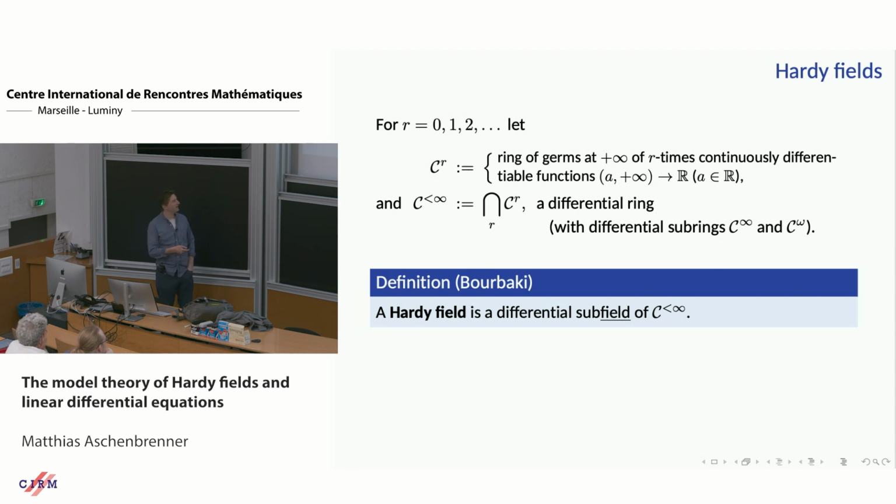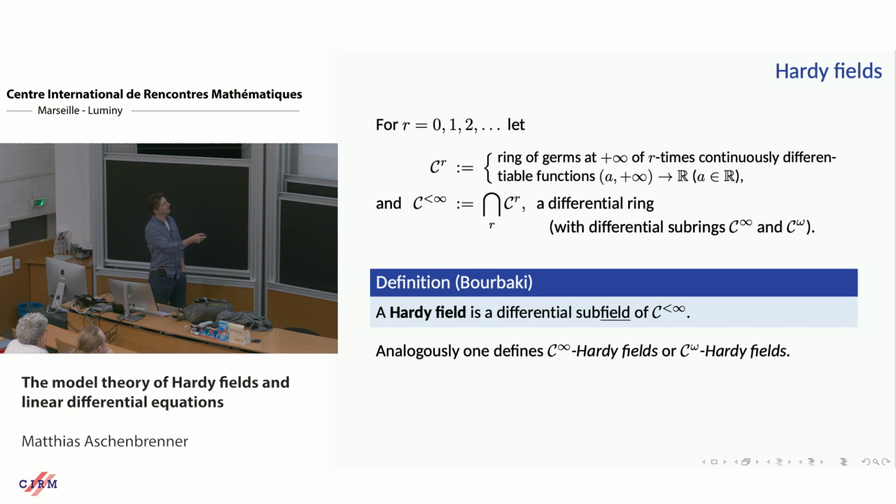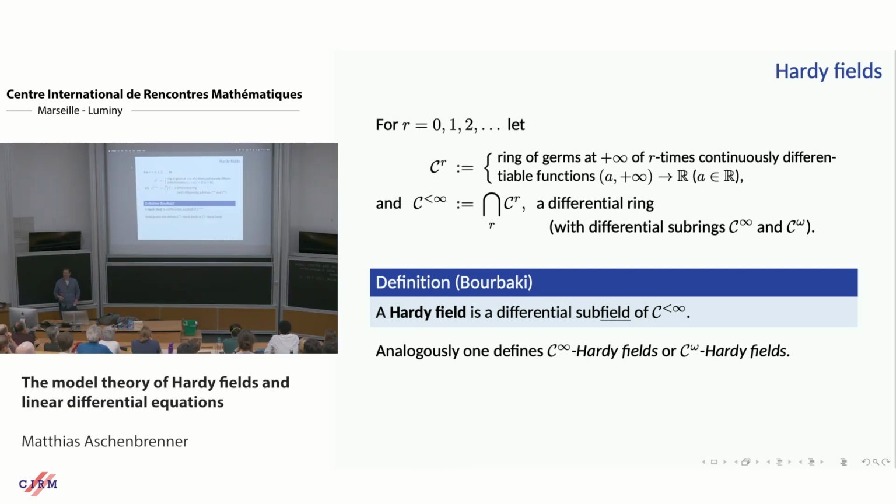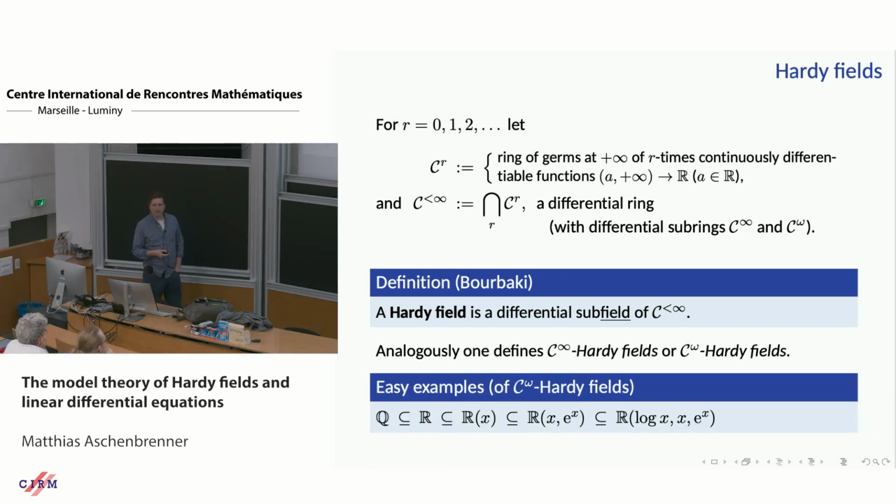Of course, you can in a similar way do the same definition by replacing C^{<∞} by C^∞ and C^ω. So you define C^∞ Hardy fields and analytic Hardy fields in the same way. Okay, simple examples of analytic Hardy fields. Well, any constant germ lives in C^{<∞}. And so in particular Q, identified with the germs of the constant functions, is closed under taking the derivative. That's a stupid kind of Hardy field.